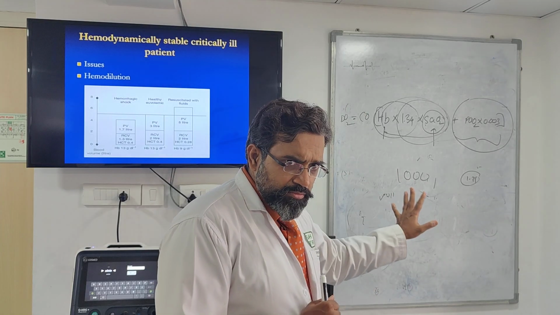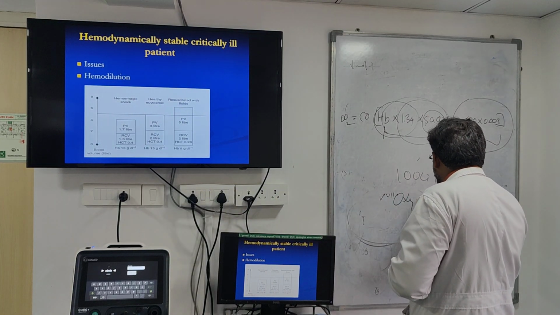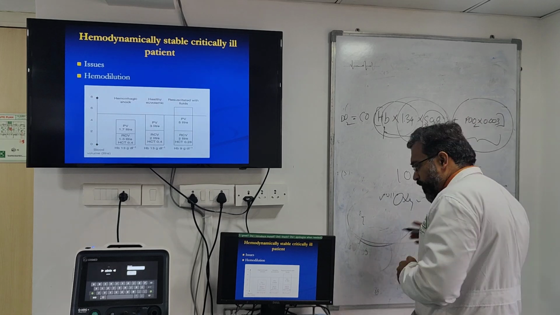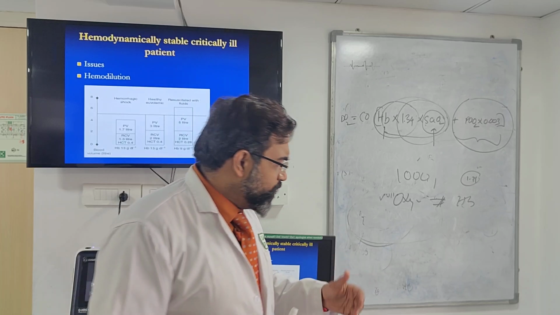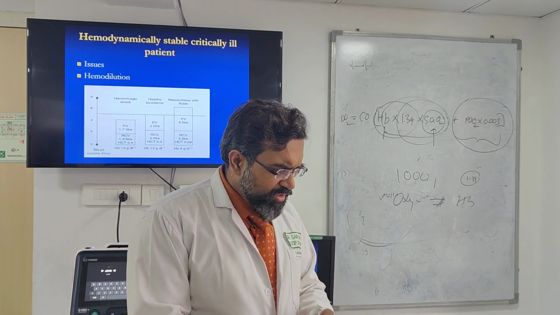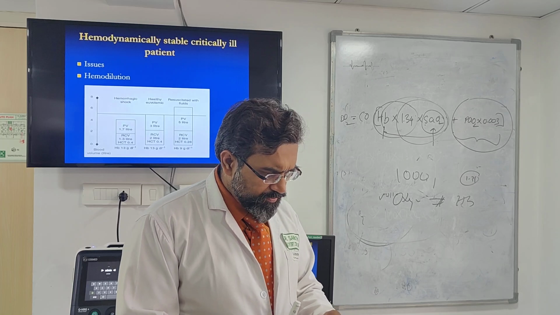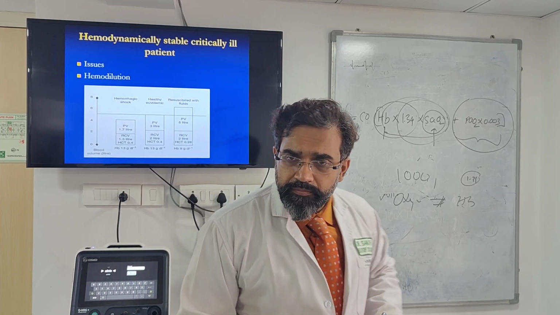So have you understood this much till now? So oxygen delivery is not equal to hemoglobin. This is what I'm trying to tell you. The oxygen delivery is not equal to hemoglobin. There are many more things that will help the oxygen delivery, of which one of the important things is cardiac output and saturation. Do you understand? Clear?